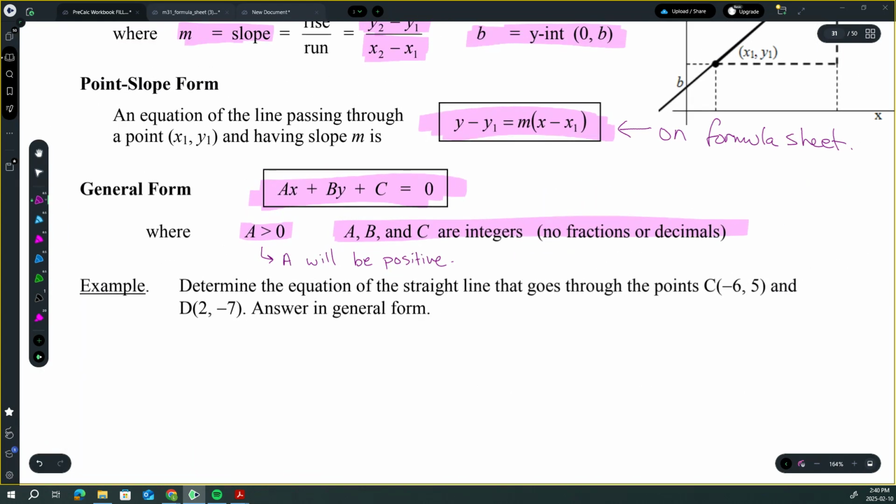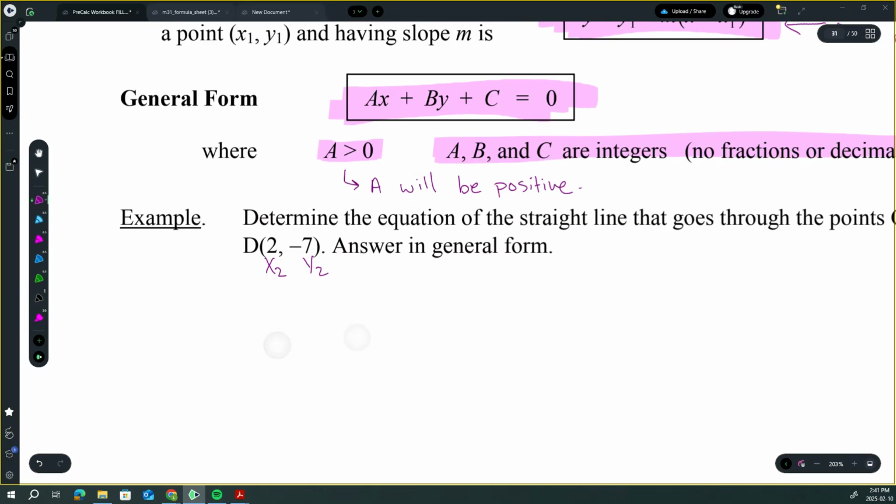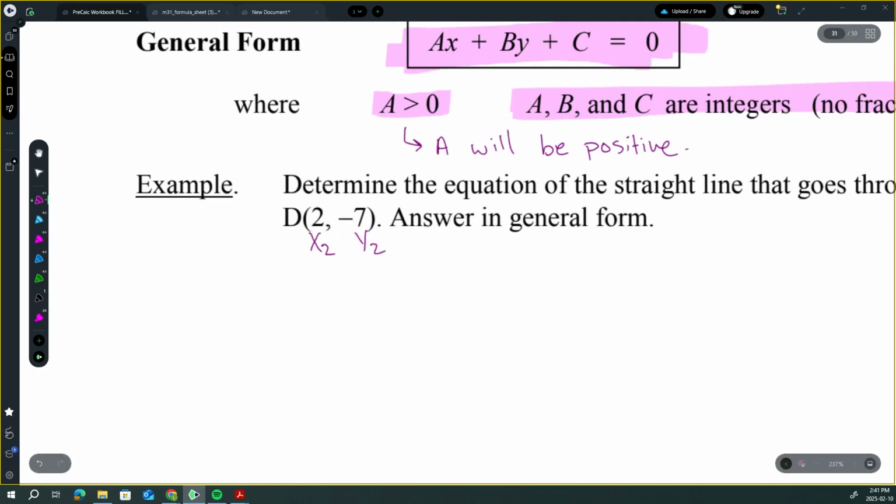So for example here, determine the equation of the straight line that goes through the points C, which is at -6 and 5, and D, which is at 2 and -7. Answer in general form. All right, so I'm just going to label this for my own sanity: x1, y1, x2, y2. So we're given 2 points. That means we can figure out slope. So that's what I'm going to do first.